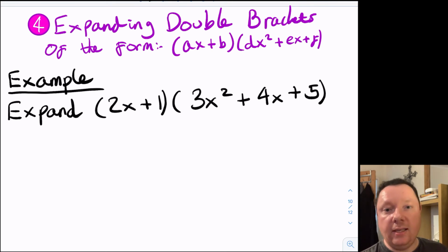Now, I've already said this briefly before, but I'll say it again. If you have been using FOIL to expand the brackets up to this point, it will not work for this type of example, because FOIL only works when you've got the 4 things, 2 in each bracket. So you have to use either splitting up the brackets into 2 separate single brackets or the grid method. My preferred option for this, because you can see exactly what's going on, is the grid method, and it shouldn't let you down. So I'm going to use the grid method for this.